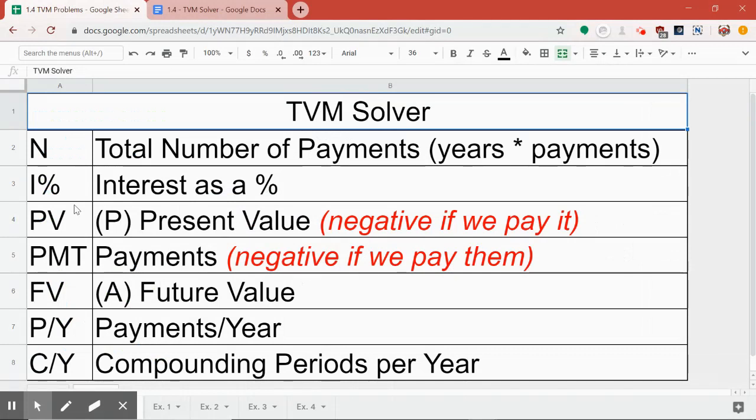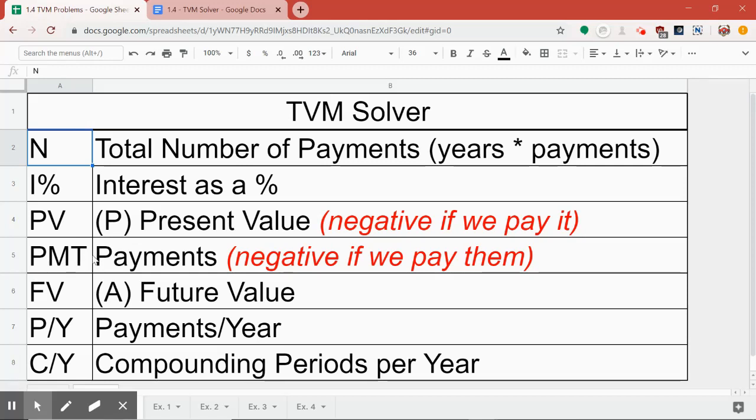So here are all of the selections that you have on the left-hand side, and here's what they mean on the right-hand side and what we're going to be putting into them. So N stands for the total number of payments. You're going to take the number of years that something is invested and multiply by the number of payments that are made on it. And we'll look at payments in a little more detail in the next unit. I is the interest. This is as a percentage. PV is short for the present value. Now, in this unit, we're investing things, so this will be a negative value.